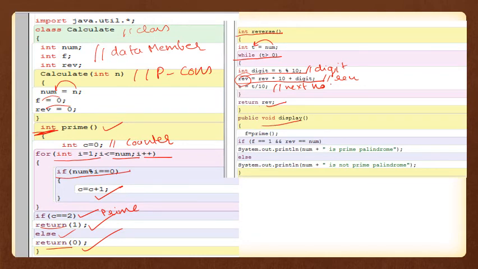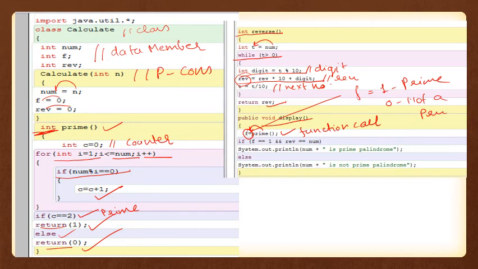After that, write the display, call the prime function. Here is a function call. We can call the function and store the return value in a variable, f. If the value of f is equal to 1, then the number is prime. If it is 0, then the number is not a prime.